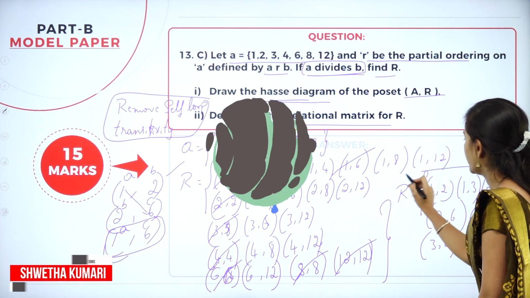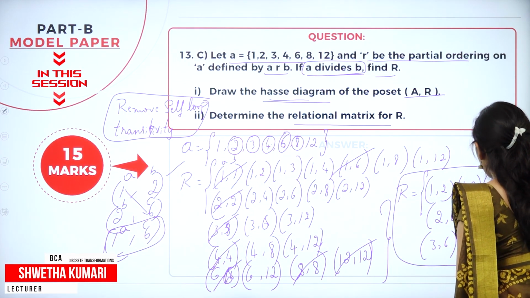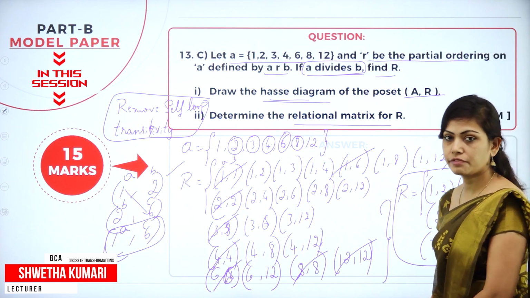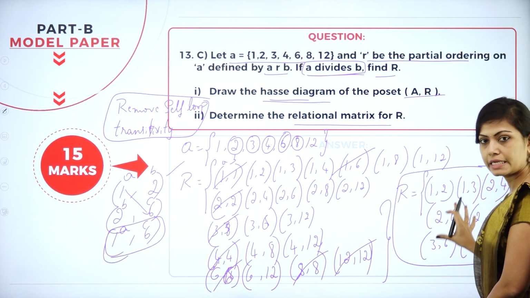So you'll get this final relation after the removal of self loop and transitivity. You will get this final relation.